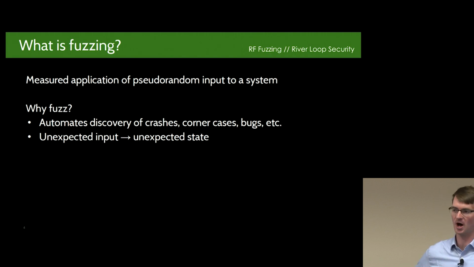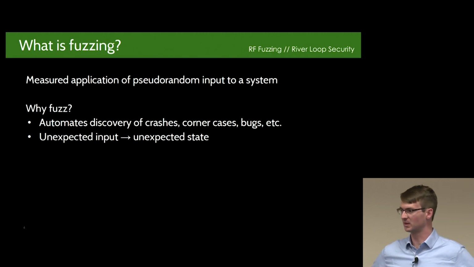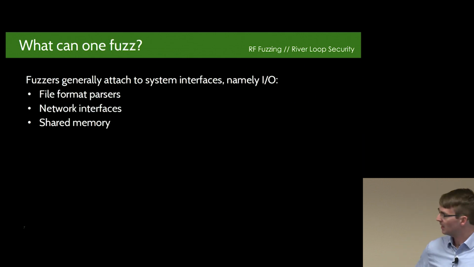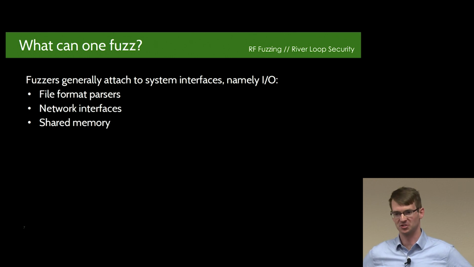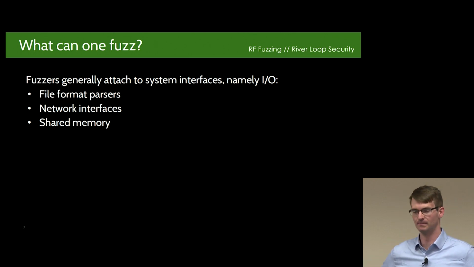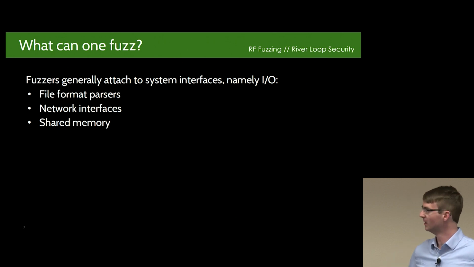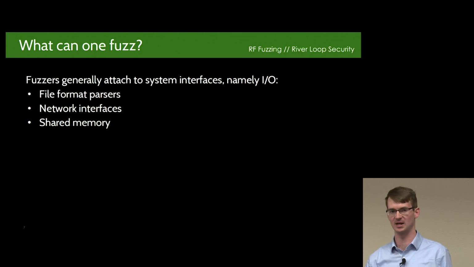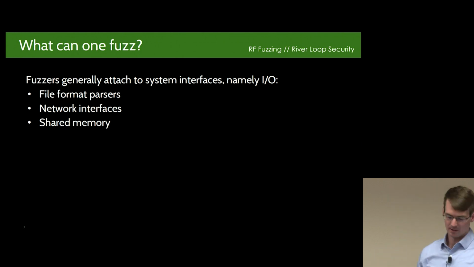Fuzzing also enables us to automate that. So rather than looking at the protocol, understanding it, having to think and be active about what we're trying to go after, here we can script it up, run it, go to lunch, come back, and look at the things that were interesting. So a fuzzer is generally attached to system I/O. In software, where we can control the execution environment, those are things like file format parsers, network interfaces, and in some cases shared memory.